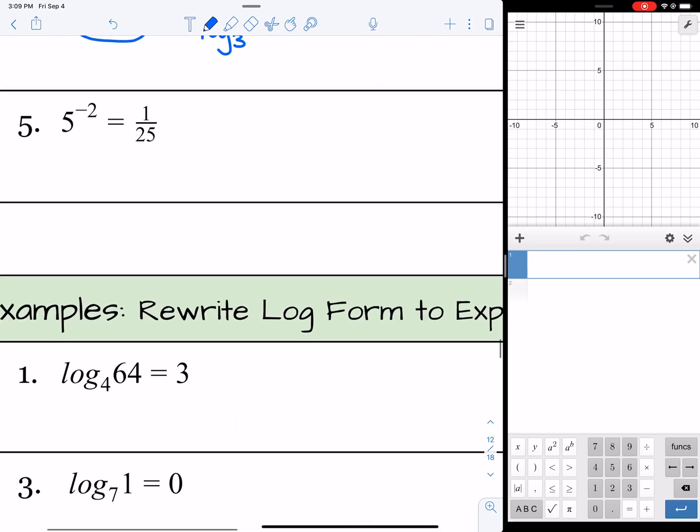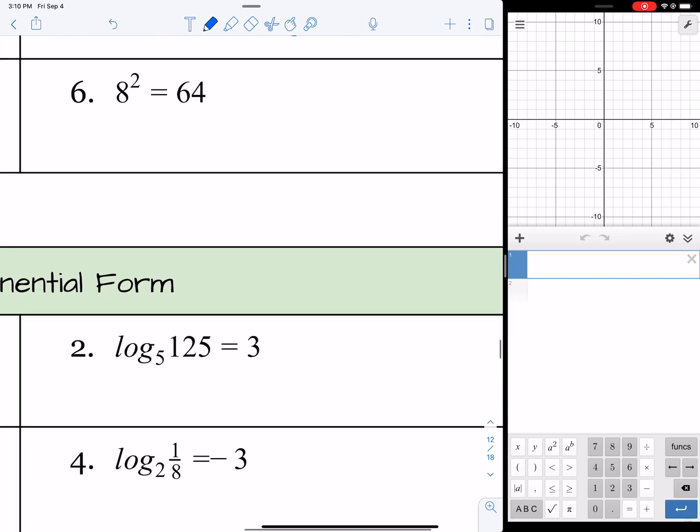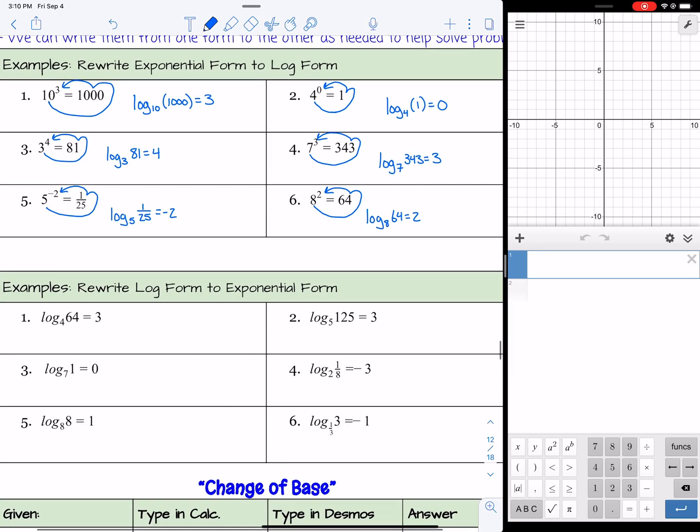Then we're going to say log, for number 5, base 5 of 1 over 25 equals negative 2. So log base 5 of 1/25 is equal to the exponent, which was negative 2. And the last one of this type, for 8 squared equals 64, we say log base 8 of 64 is equal to 2. So you can look at that and see the pattern with our little cloud. So notice the base in exponential form is still your base in log form.